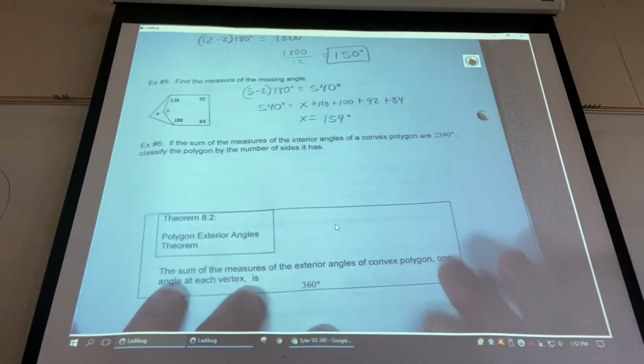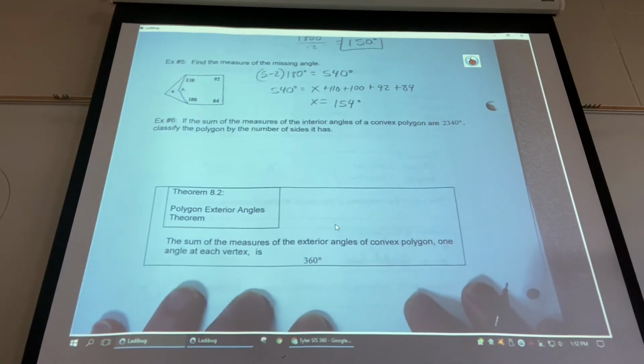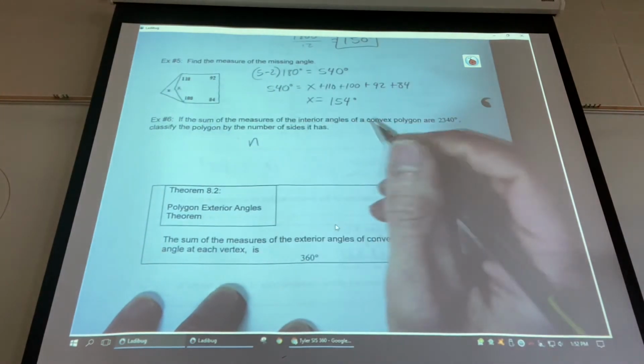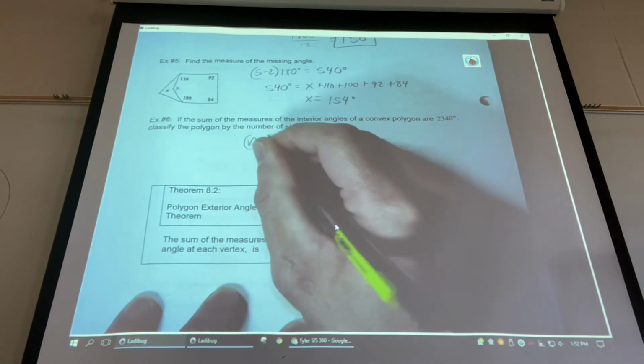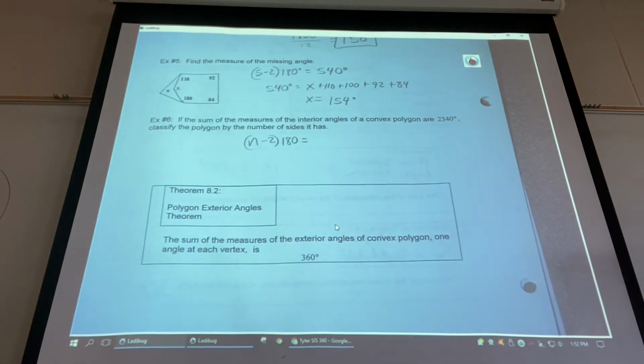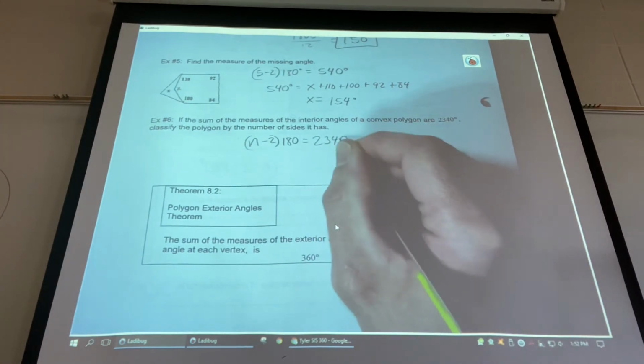If the sum of the measures of the interior angles of a convex polygon are 2,340 degrees, classify the polygon by the number of sides it has. So we're still going to use that formula that we derived, right? We're still going to use that, but we're kind of working backwards. We don't know how many sides, but we know that the relationship is n minus 2 times 180. And that our total, our sum of the interior angles is what value? 2,340.